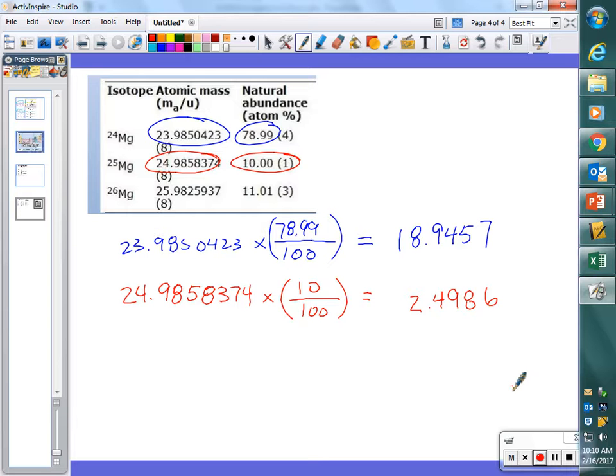I rounded it because... You didn't run the first one, though, did you? No, I didn't actually, did I? I probably should actually. And then finally, right? Good stuff. Because there are 3 isotopes, we have to do this calculation 3 times.